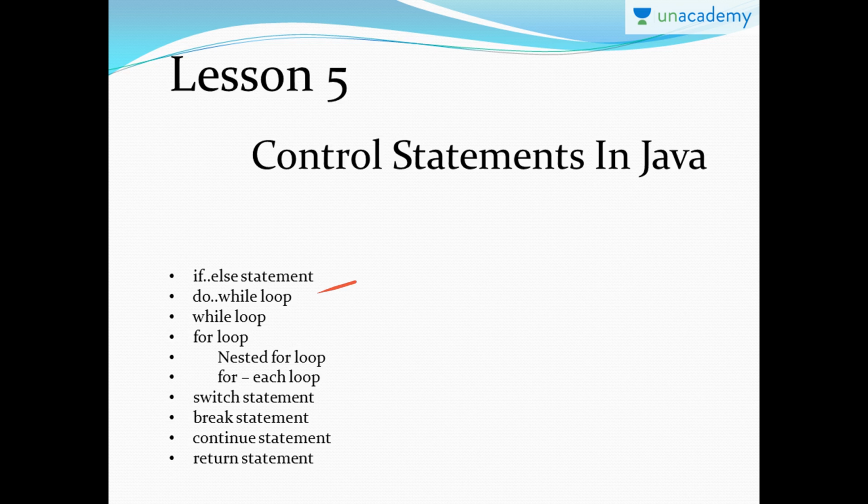As part of the content, we'll be discussing if-else statements, do-while, while loop, and for. Under for, we'll be discussing two more types, that is nested for loop and for each loop. We'll also be talking about the switch statement, break, continue, and return statements, and end with a small summary of all we'll be learning. I have divided this lesson into two parts so we can learn better, so please continue to the next part of this lesson to completely understand control statements in Java.